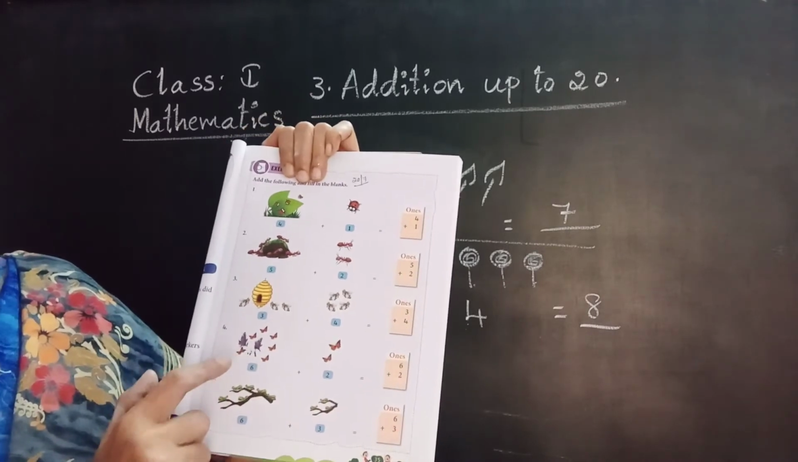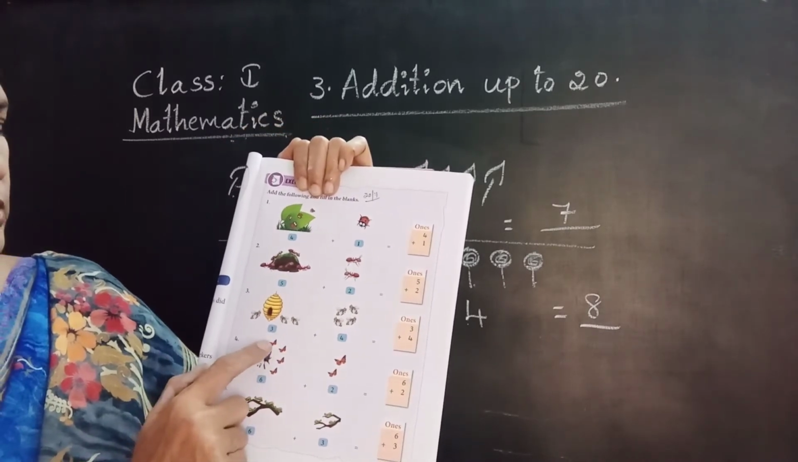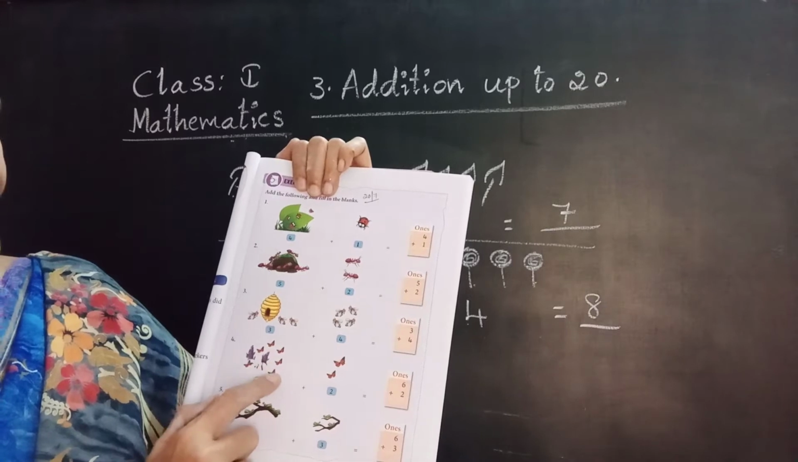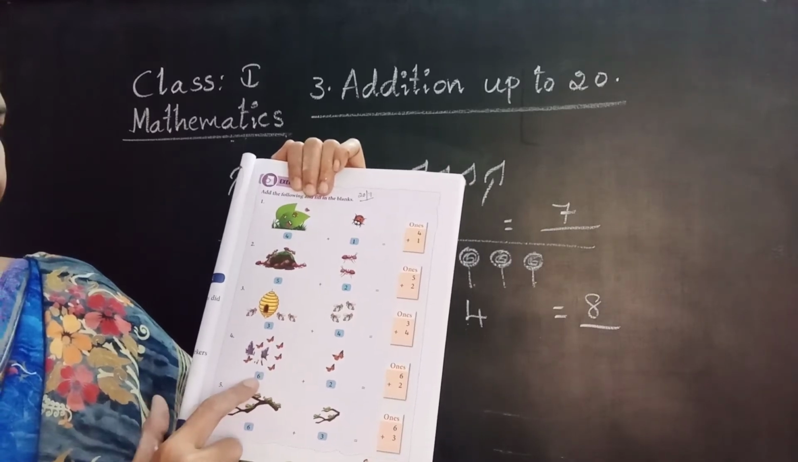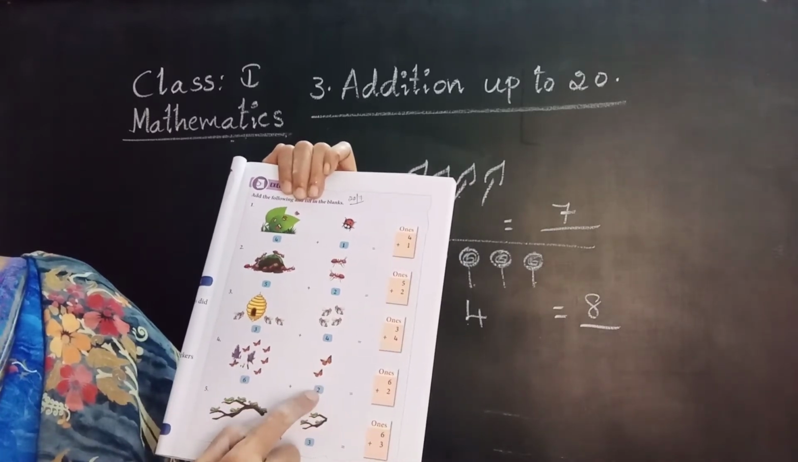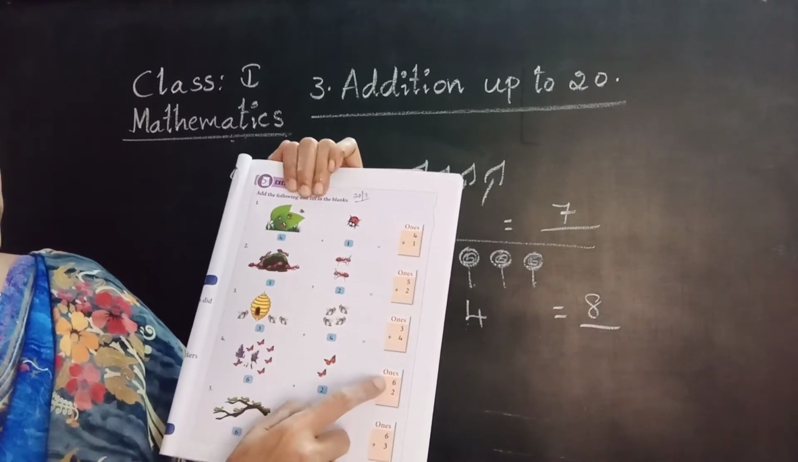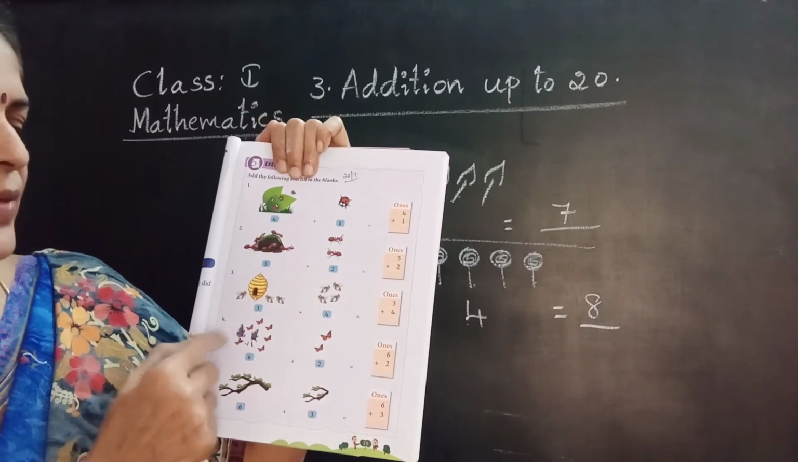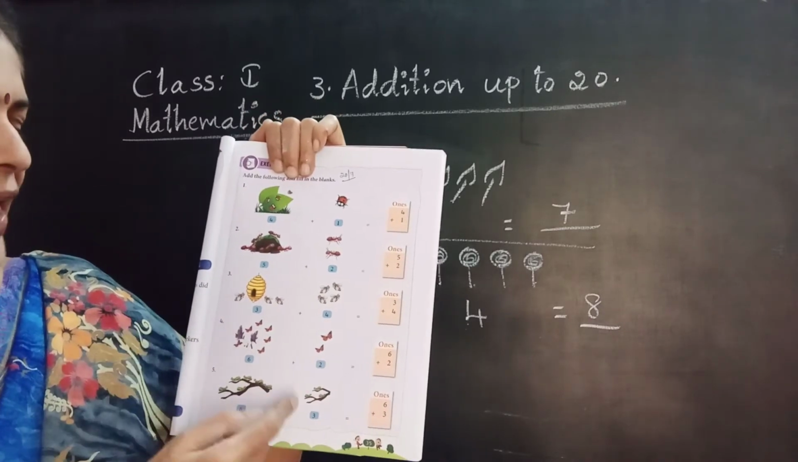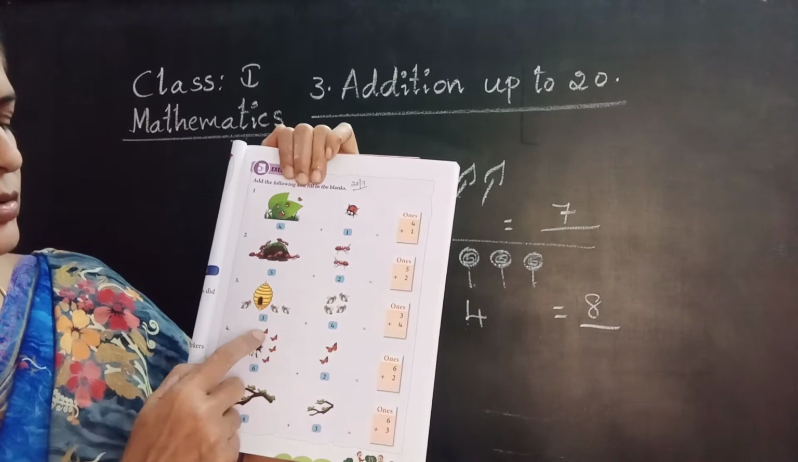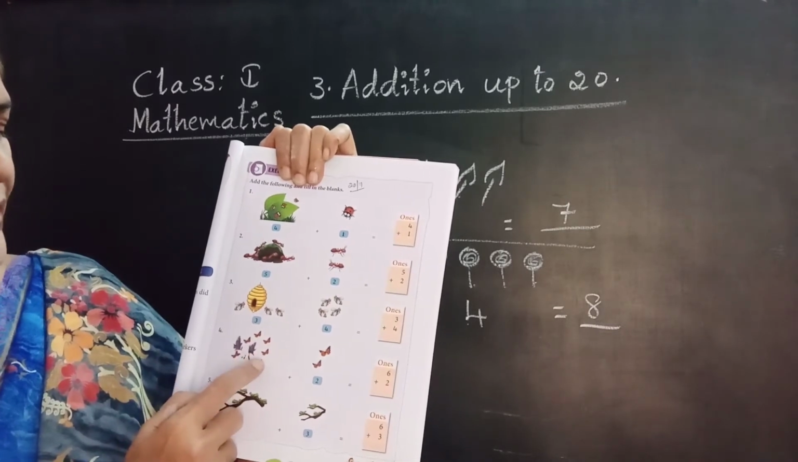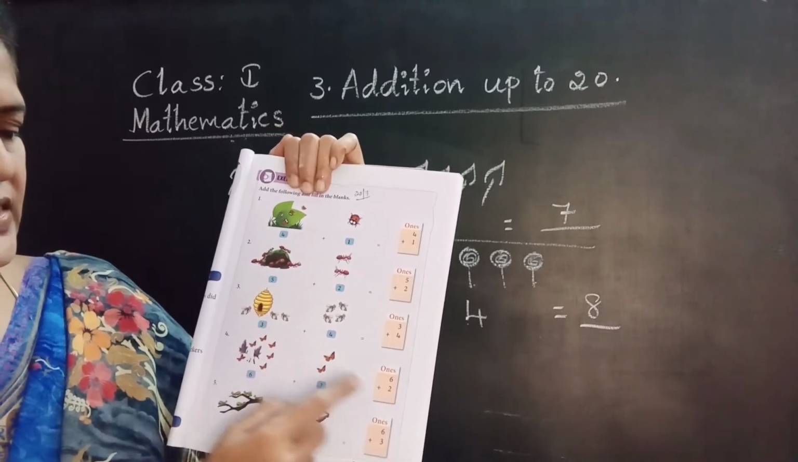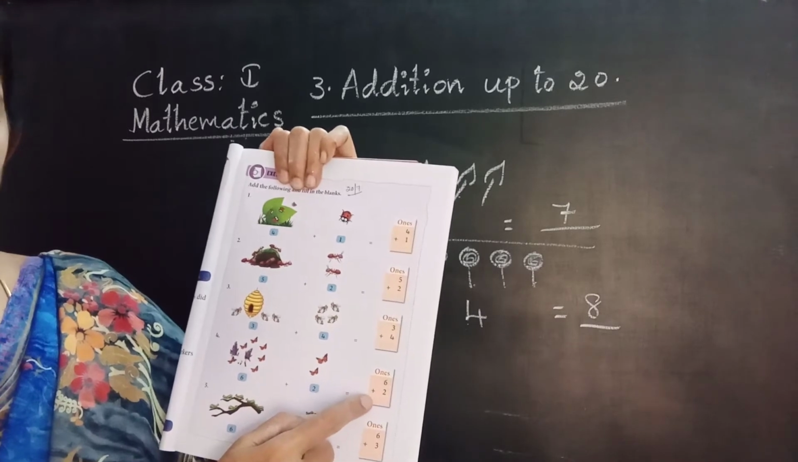Next one, butterflies. 1, 2, 3, 4, 5, 6 butterflies. That's why we write number 6. 1, 2. Number 2. The addition goes 6 plus 2. Now count all the butterflies. That means find the total butterflies. 1, 2, 3, 4, 5, 6, 7, 8. 6 plus 2 equals 8.